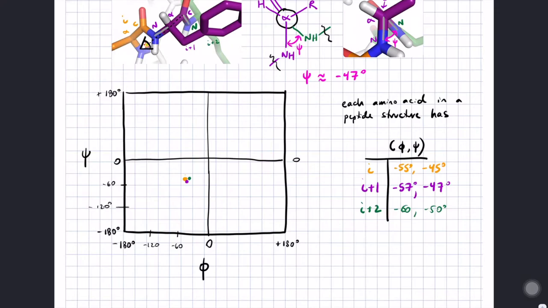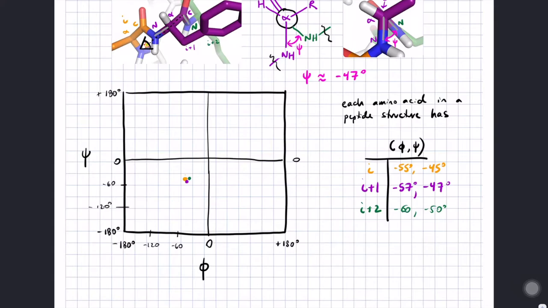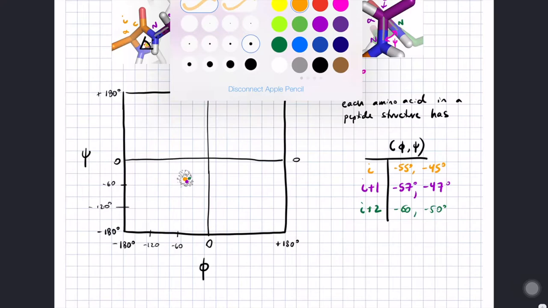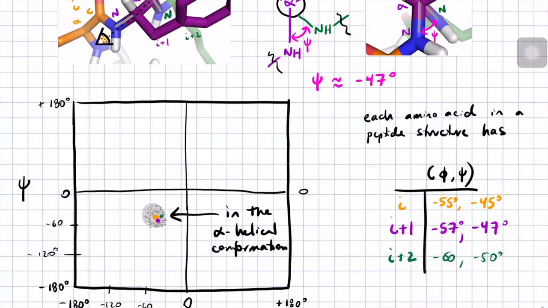And if we measured these dihedral angles for all of the proteins in the Protein Data Bank, for all the structures we have, we would start to see a huge cluster of phi-psi angles in the vicinity of minus 57 and minus 47. And maybe we'll just pretend that there was a lot of them here. And those amino acids are in the alpha helical position. And we call this plot of phi and psi values for each amino acid in a peptide or protein structure the Ramachandran plot.